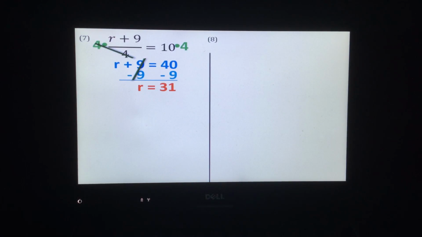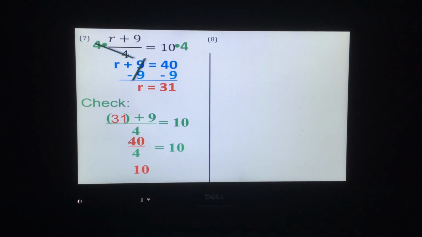Okay, now let's go ahead and check this. We're going to put 31 on the top of the fraction next to that 9. 31 plus 9, that's going to get me a 40. 40 over 4 simplifies to 10. 10 equals 10. There's my check.